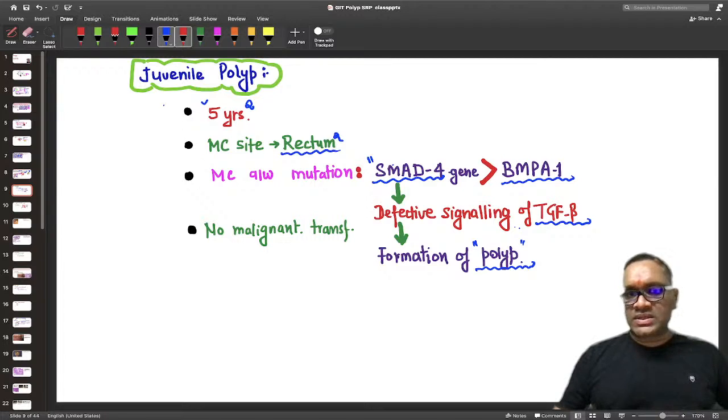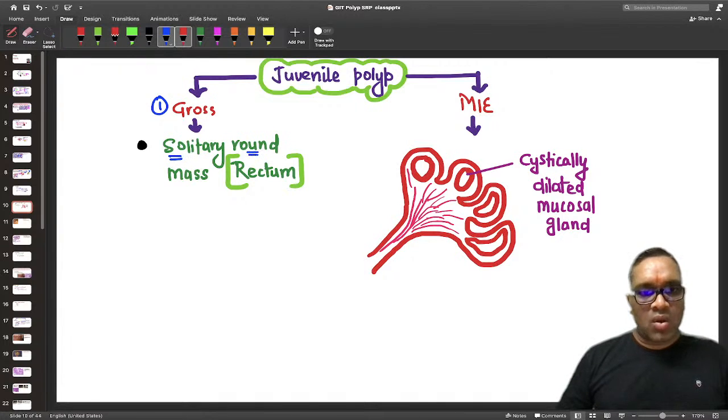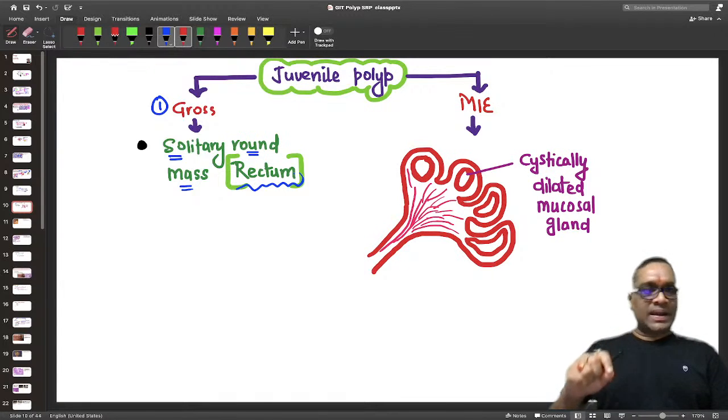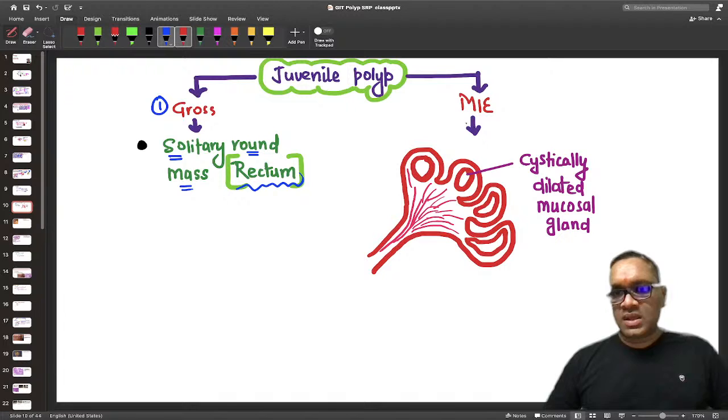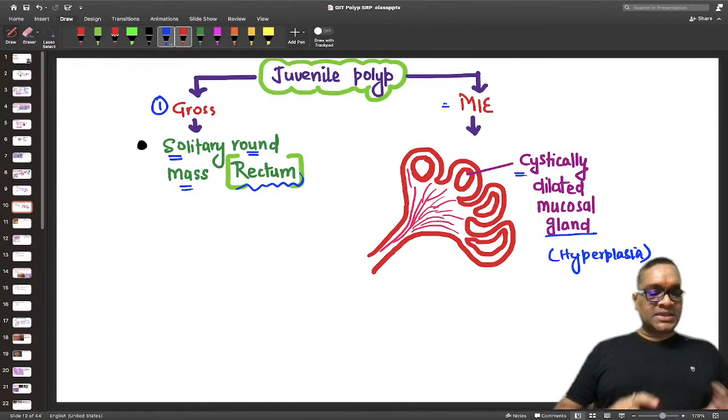What is very important to understand, juvenile polyp has no malignant potential. Remember, no malignant transformation will be seen in juvenile polyp, right? And whenever you are going to see juvenile polyp on gross examination, there will be a single round mass in the rectum. Solitary round mass in the rectum will be the clinical or gross presentation, right? On microscopic examination, you will see cystically dilated mucosal glands, and they will be having hyperplasia.